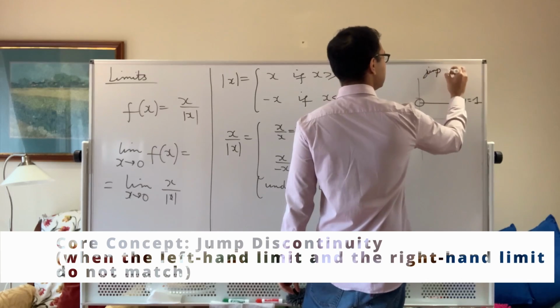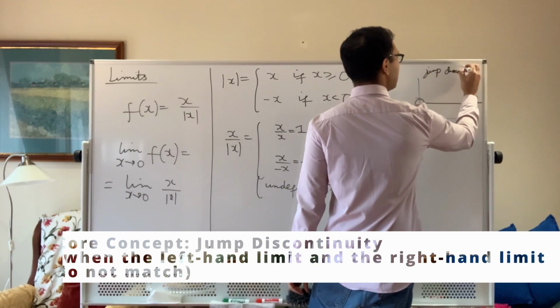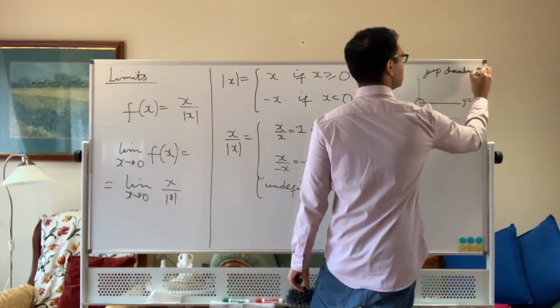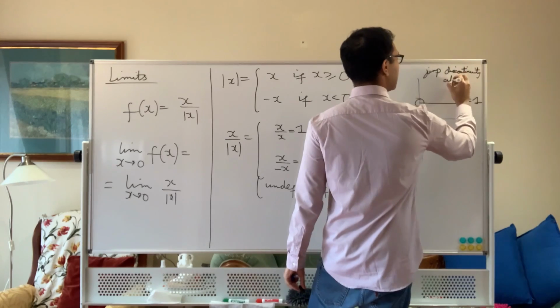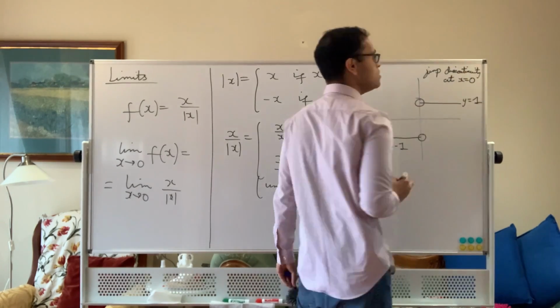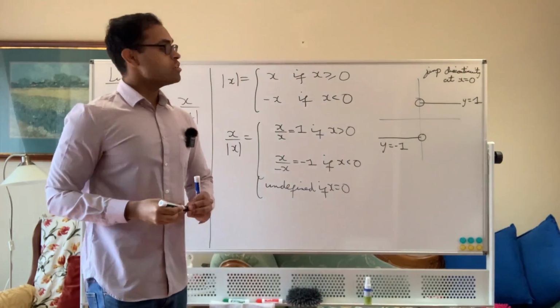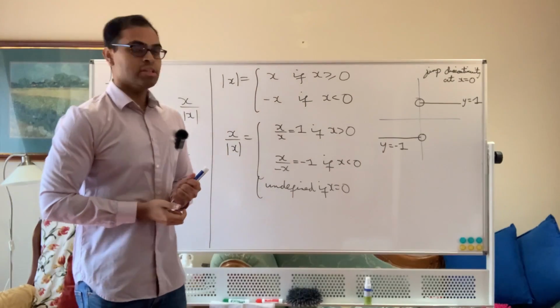Okay, so again, these are terms we're going to study in a lot of detail in the future, so don't worry about them too much, but I'm just going to casually introduce them to you at the moment. This is called a jump discontinuity at x equals 0.